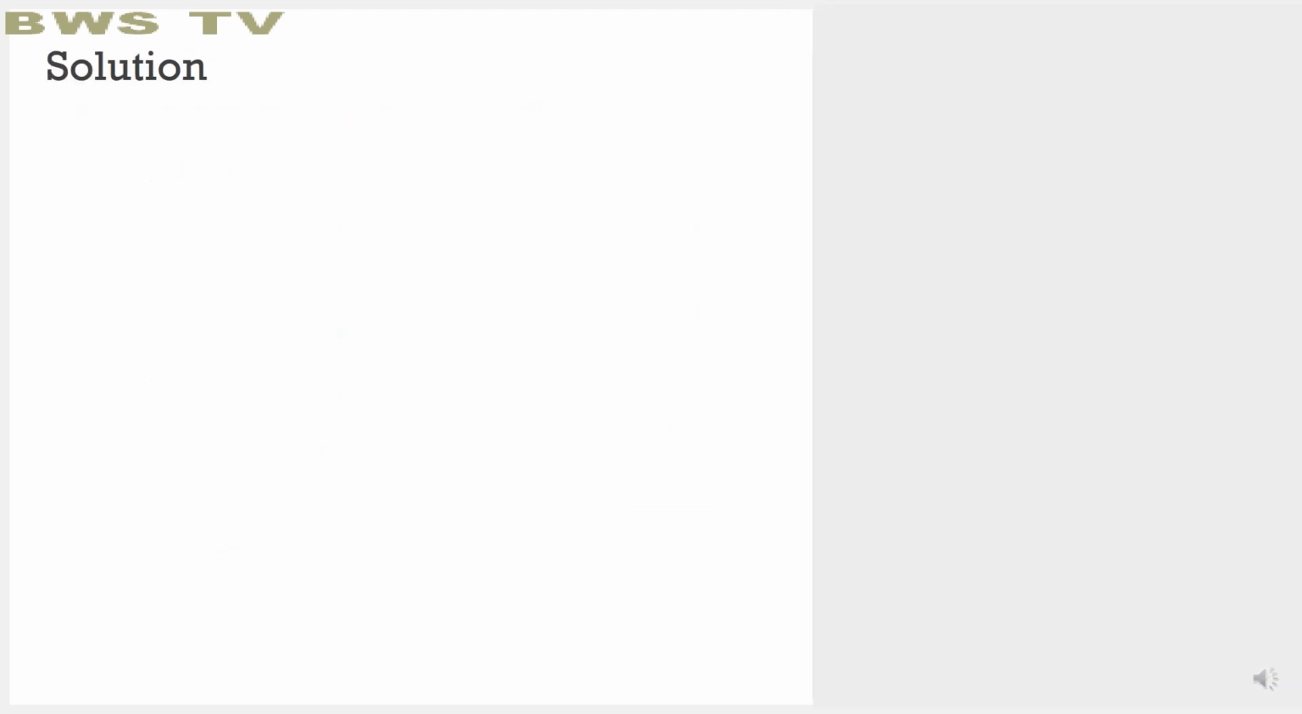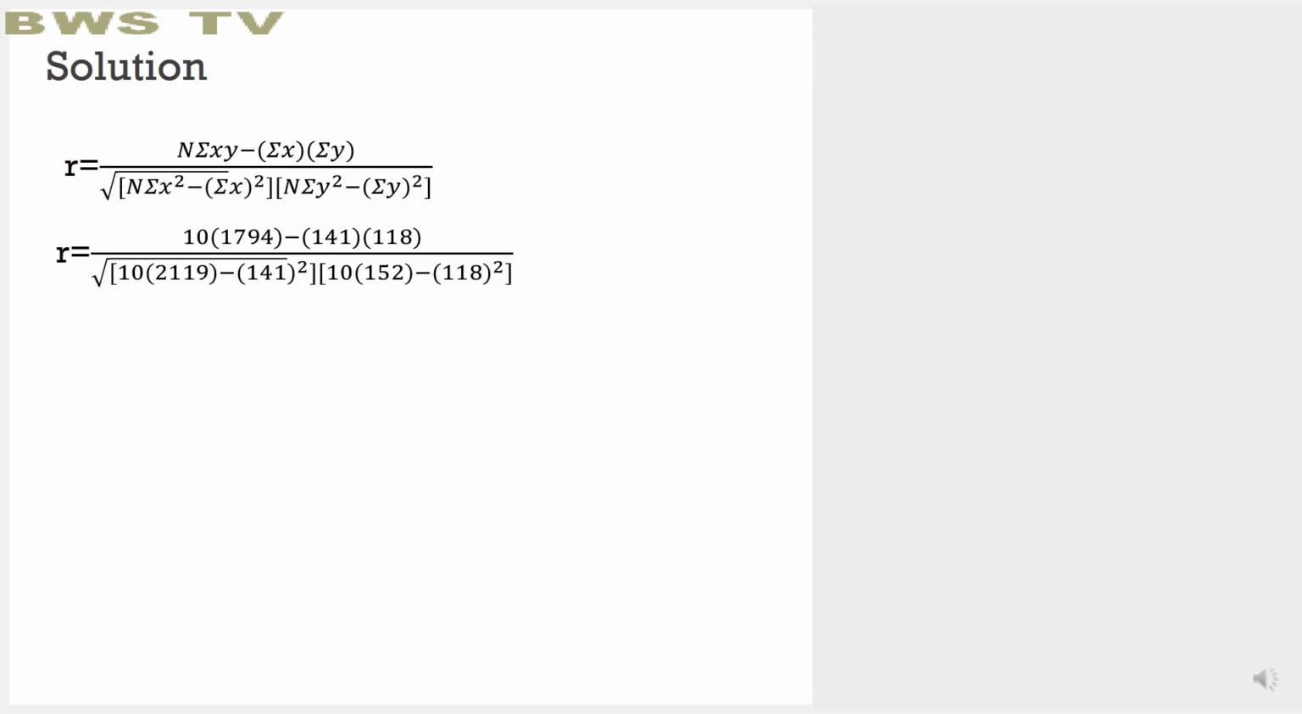So here's the step-by-step solution. We have the formula, and then substitute the values. Next, multiply 10 times 1794 and multiply 141 and 118. Square 141 and then 118. So we have the answer to that.